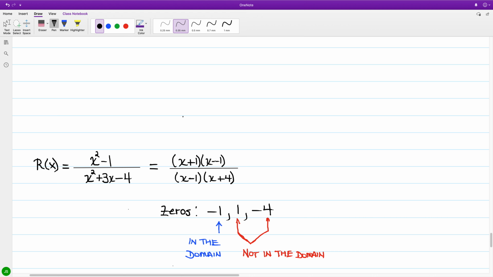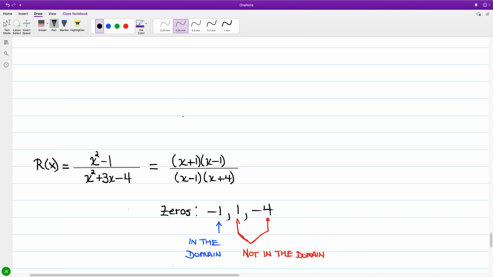And x minus 1 appears twice, once in the numerator and once in the denominator. If I set this factor to 0, I have x is equal to 1. For the remaining factor, x plus 4, the zero is at negative 4. Now, negative 1 stems from x plus 1, which is exclusively in the numerator. You can have a zero-valued numerator as long as you do not have a zero-valued denominator.